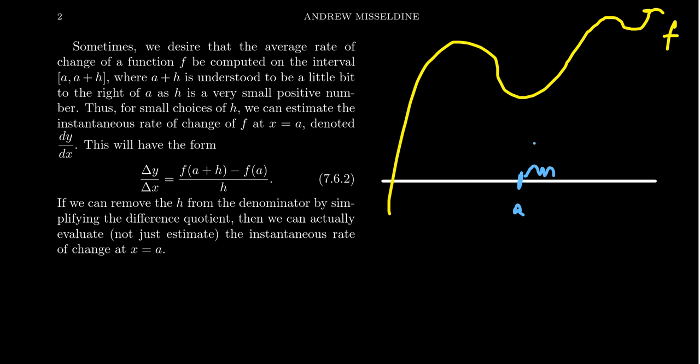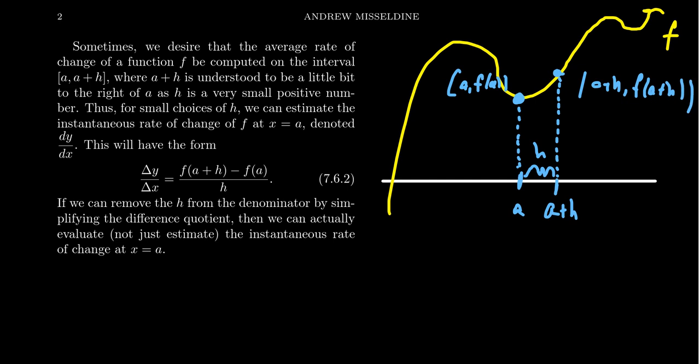If we want to take a small step to the right, let's call that distance h. Then the address of this x-coordinate would be a plus h. If you follow this up to the top, here's the point when x equals a, and here's a point over here when you have a plus h. So you have the point a comma f of a, and this point over here, a plus h comma f of a plus h. We could be interested in the secant line in that situation, like so. The point is that we're supposed to understand a plus h as just a little bit to the right of a, just a teeny bit.